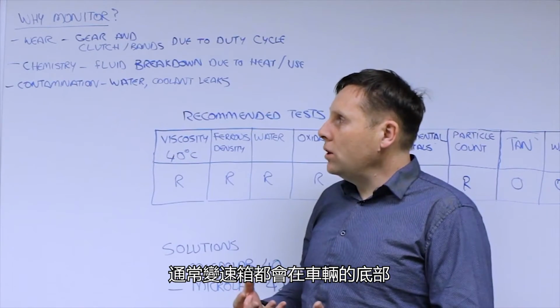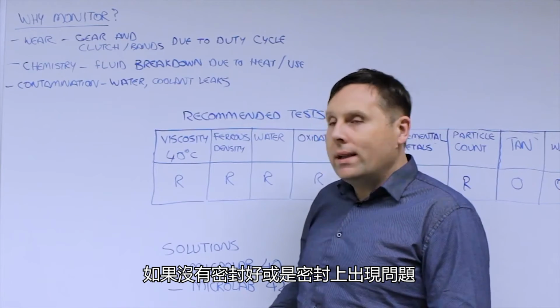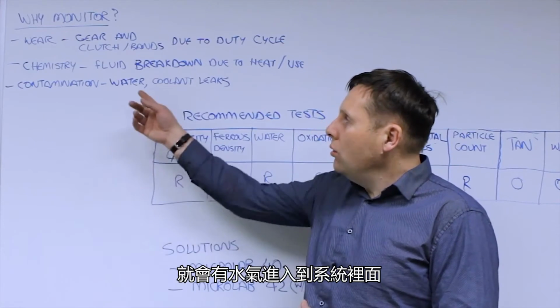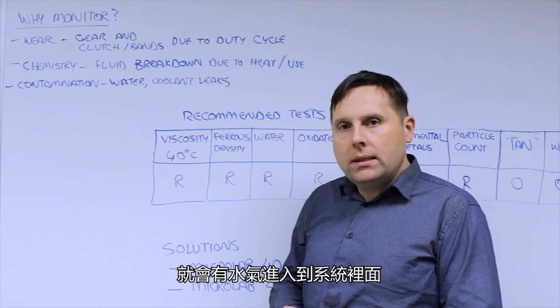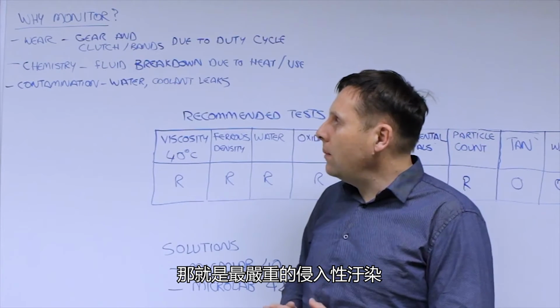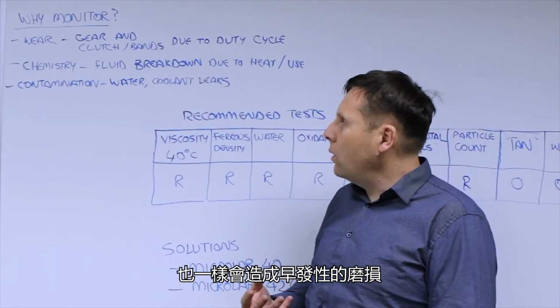So in a transmission, you can often have it at the lower section of the vehicle. So if it's not well sealed, or you start to have seal integrity issues, you can get water getting into the system. That is the most aggressive ingression contaminant. You can also have sand and dirt getting into the system that can lead to excessive wear as well.